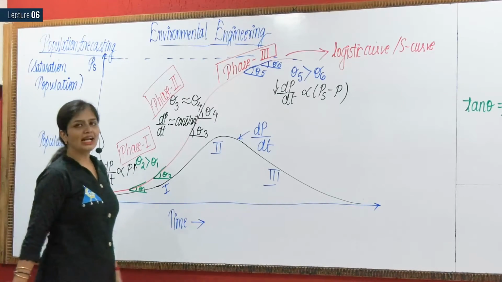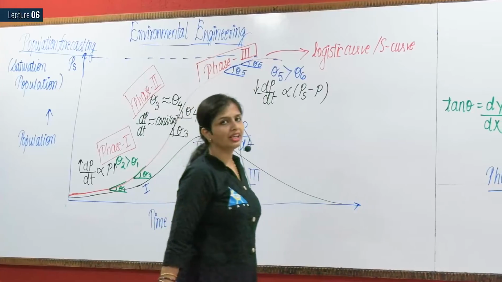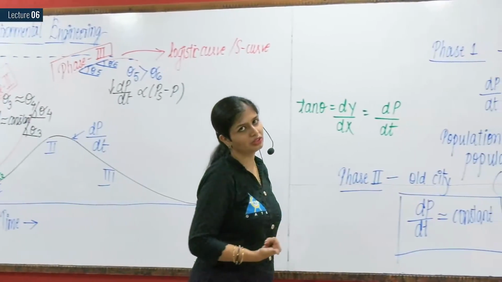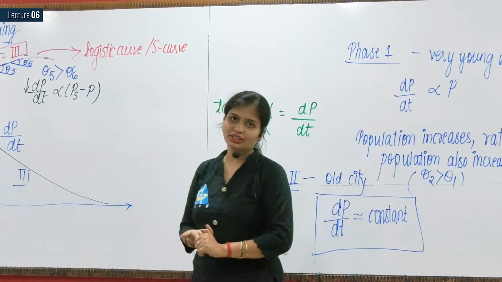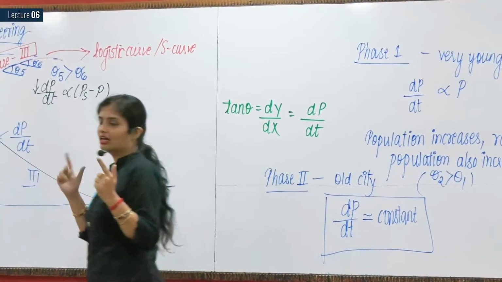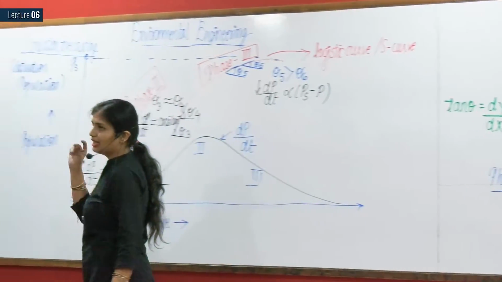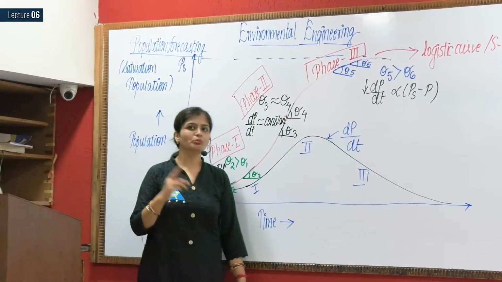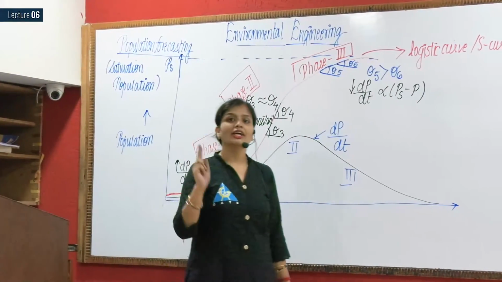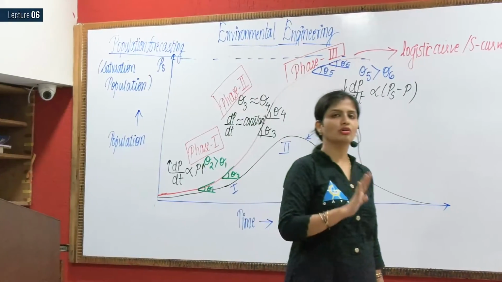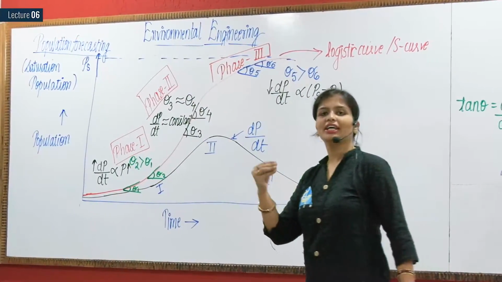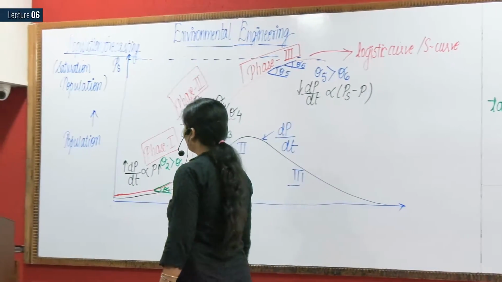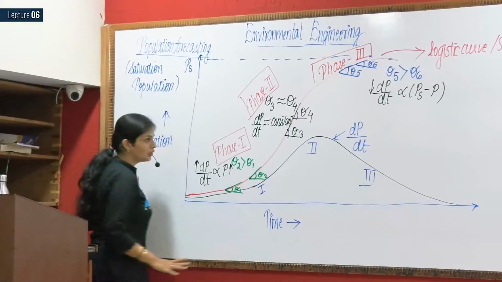In that, what happens is, initially they don't tell you what method you have to apply. They'll tell you young city, old city, very old city. So immediately it should click in your mind that okay, young city: dp by dt is directly proportional to P, dp by dt increases. Old city: dp by dt is almost constant. Very old city: dp by dt decreases with the increase in population. Fine. So I guess this is clear to you.